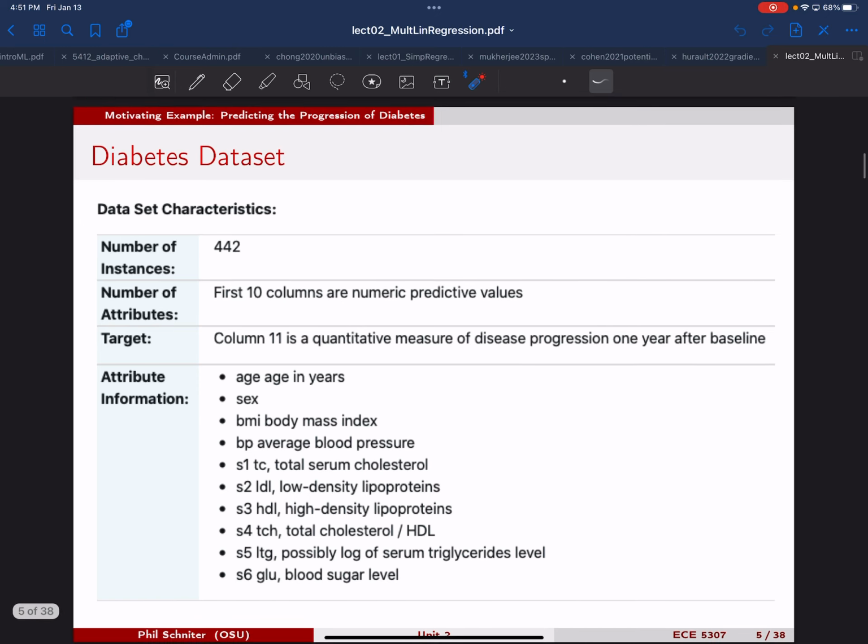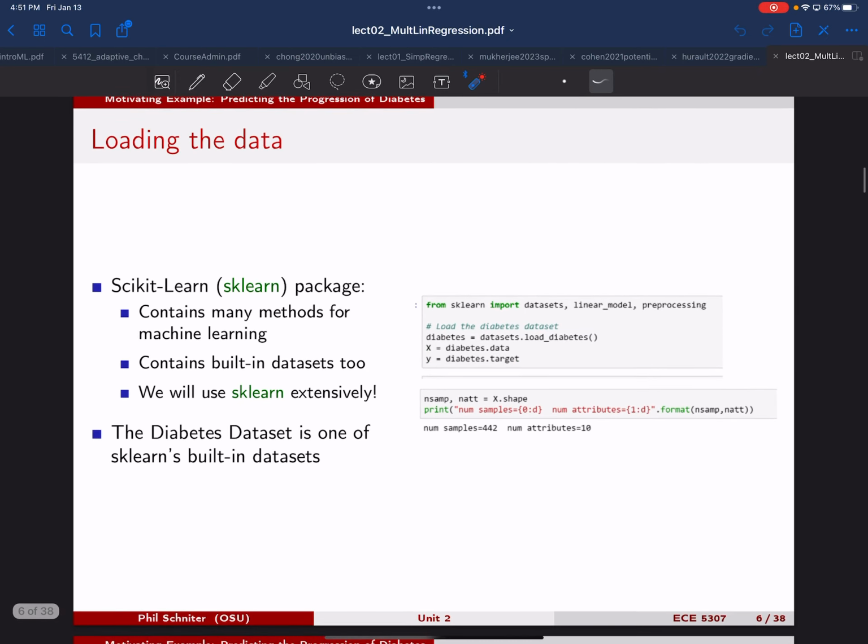And here are the attributes or the features: age in years, sex, body mass index, blood pressure, and then you can see 6 different things that you can get from a blood test, things like blood sugar level. Okay, so that's the data set. It turns out that this data set is very easy to obtain because it's built into the most important package for machine learning in Python. This is for classical machine learning, not for deep networks, but for anything classical, it's scikit-learn.